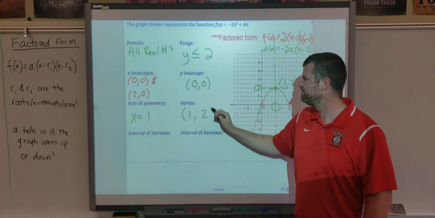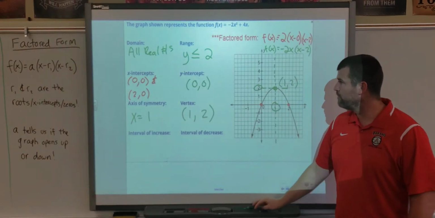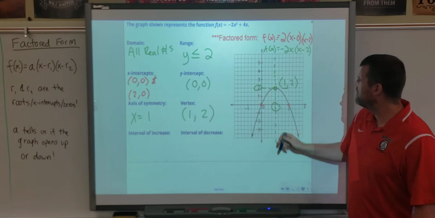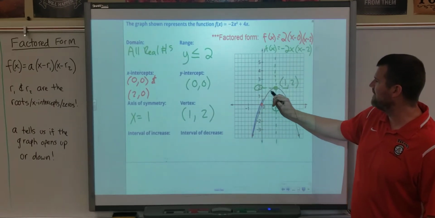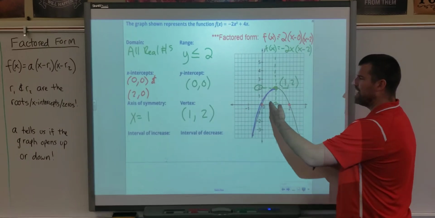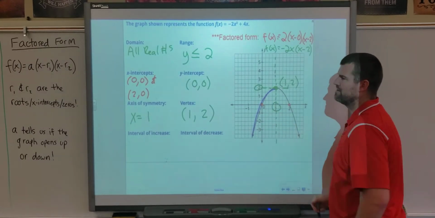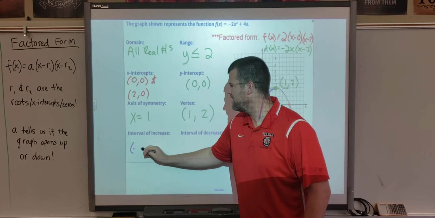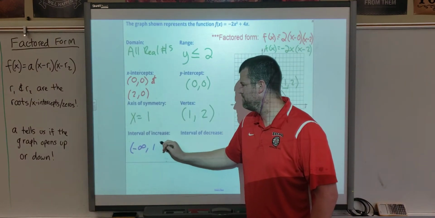1, comma 2. Interval of increase. This graph is increasing on the left side of the graph. So everything from negative infinity to an x value of 1. So it increases from negative infinity until it hits 1.